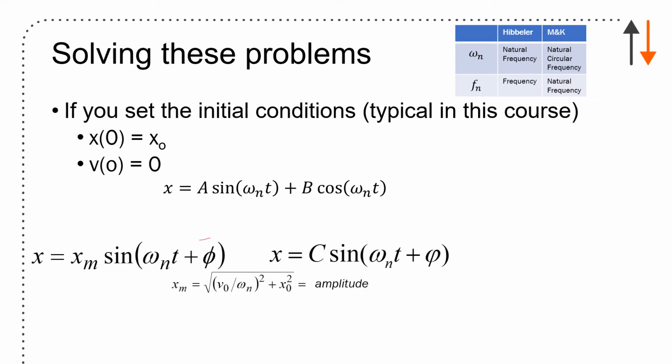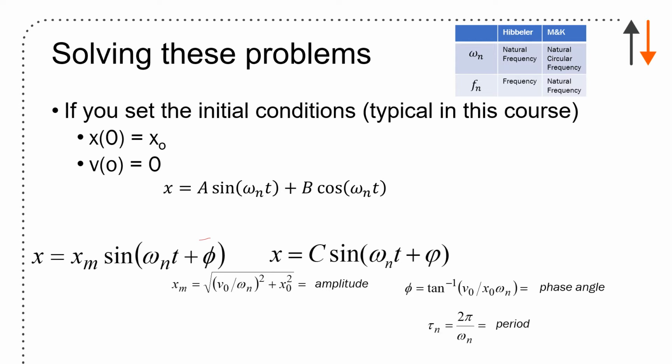You can also have solutions that look like this, where you say x is equal to x_m sine omega_n t plus phi, or x is equal to x_m cosine omega_n t plus phi. And x_m is just going to be the amplitude that you calculated in the previous part. There's no real challenge to these problems. You're going to get used to them, you'll see a lot of them, but the really important thing is that you start to practice them.